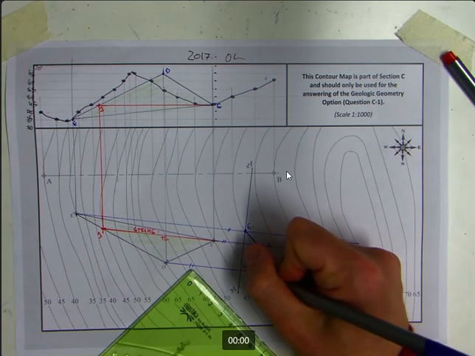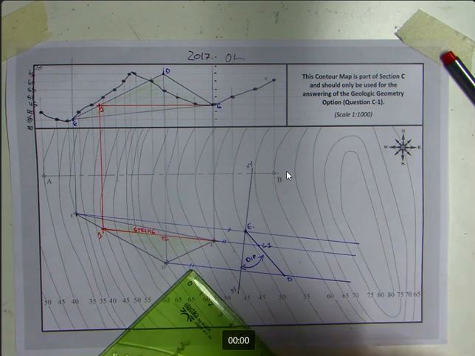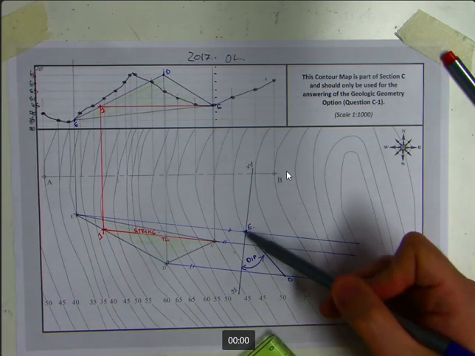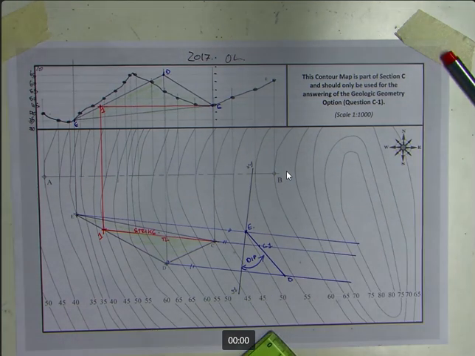To identify the dip, we highlight it with an angle and we say that that is the dip. So the dip is the angle of inclination that this plane makes with the ground or the horizontal plane, the XY line. And that's the solution to the 2017 exam.